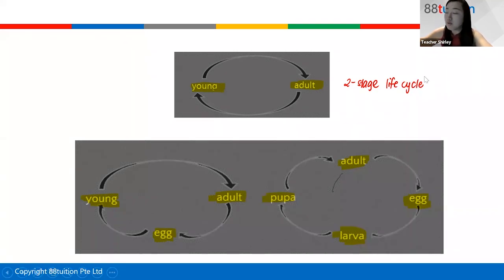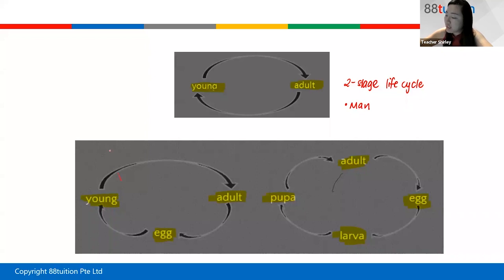The two-stage life cycle, the most common one for primary 3 level that you need to know, is basically men. I know some of you might argue that, hey, teacher, men have many stages. We have newborn, toddler, then children, then adult, then elderly, right? But in general, we just know it as young and adult. That's all for men. For primary school level, that's what you need to know.